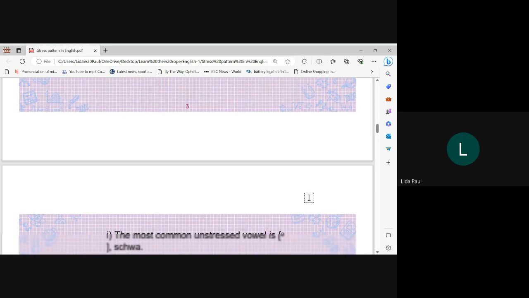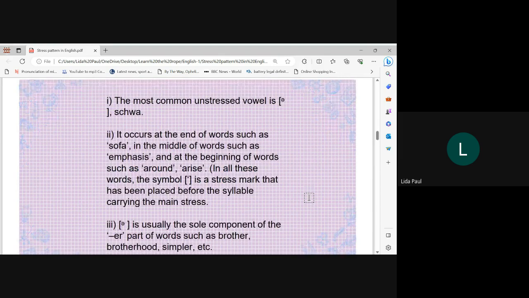But as we move on, we'll have more cases, like for example, in the case of disyllabic, trisyllabic, polysyllabic words, we certainly have to follow certain rules in order to get there.